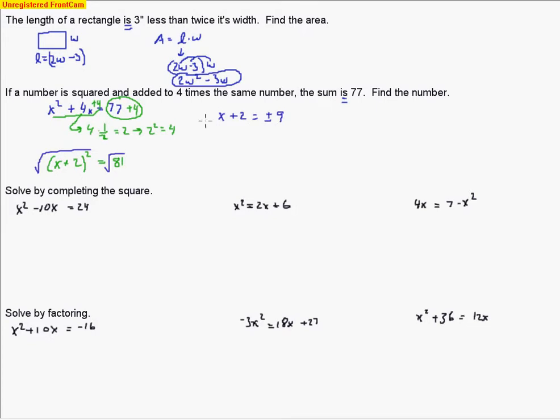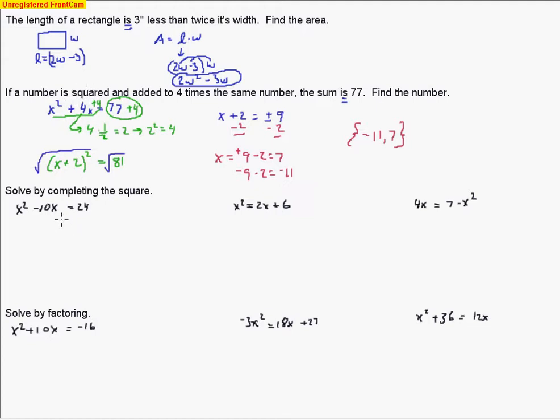From that point, all you have to do is subtract the 2 from both sides, and you set up 2 problems. x is either going to equal positive 9 minus 2, which makes 7, so that's one of the answers, or negative 9 minus 2, which makes negative 11. So negative 11 and 7, those are the 2 x-intercepts. Those are the 2 values that would work for this problem.